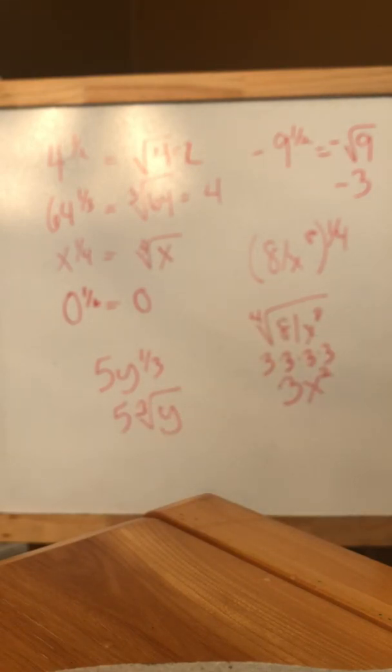Okay, so on page 605 in your book, that's where I am right now. Please press pause on the video and try practice 1, which will go A through G.